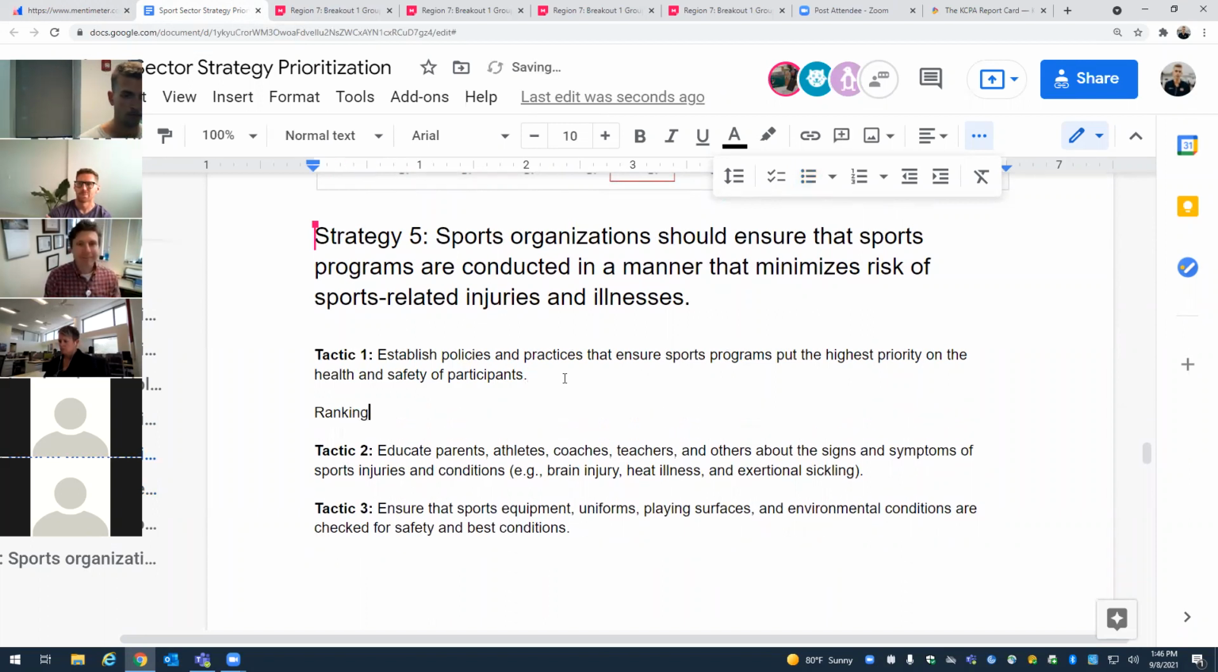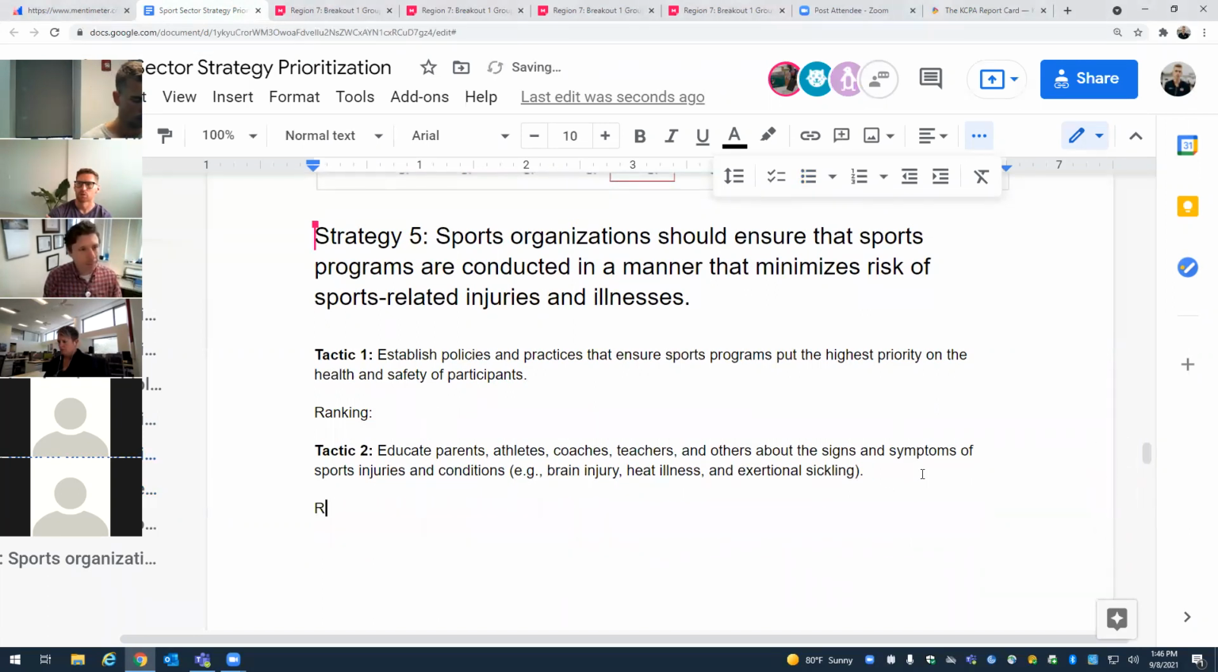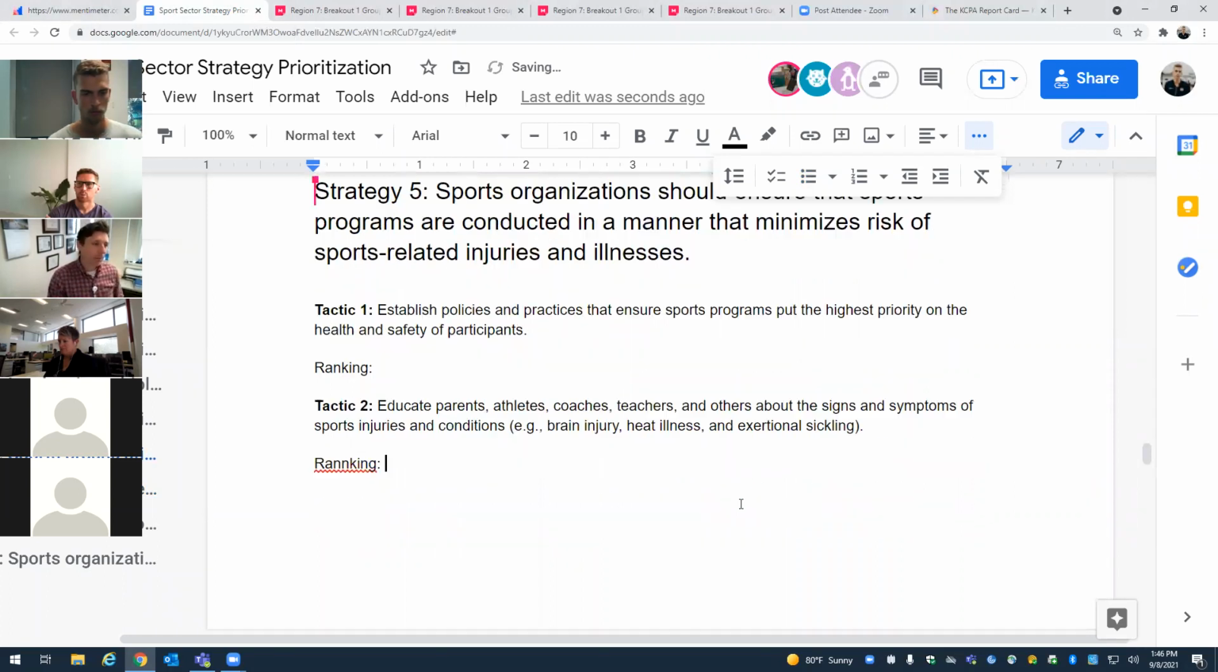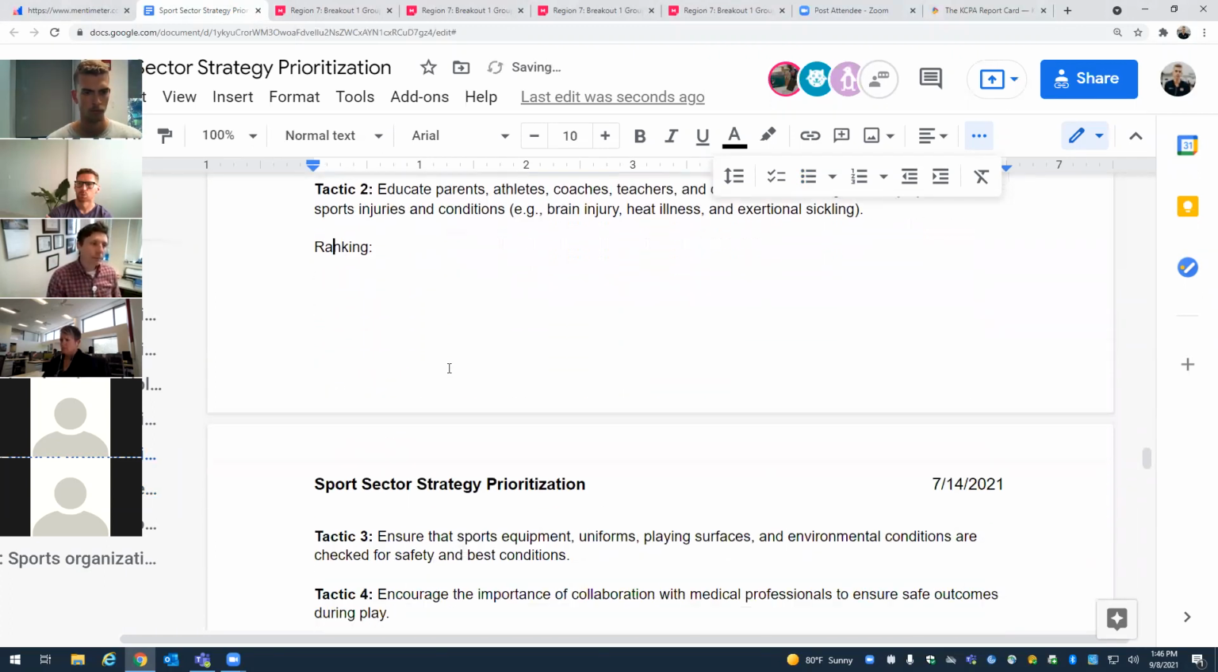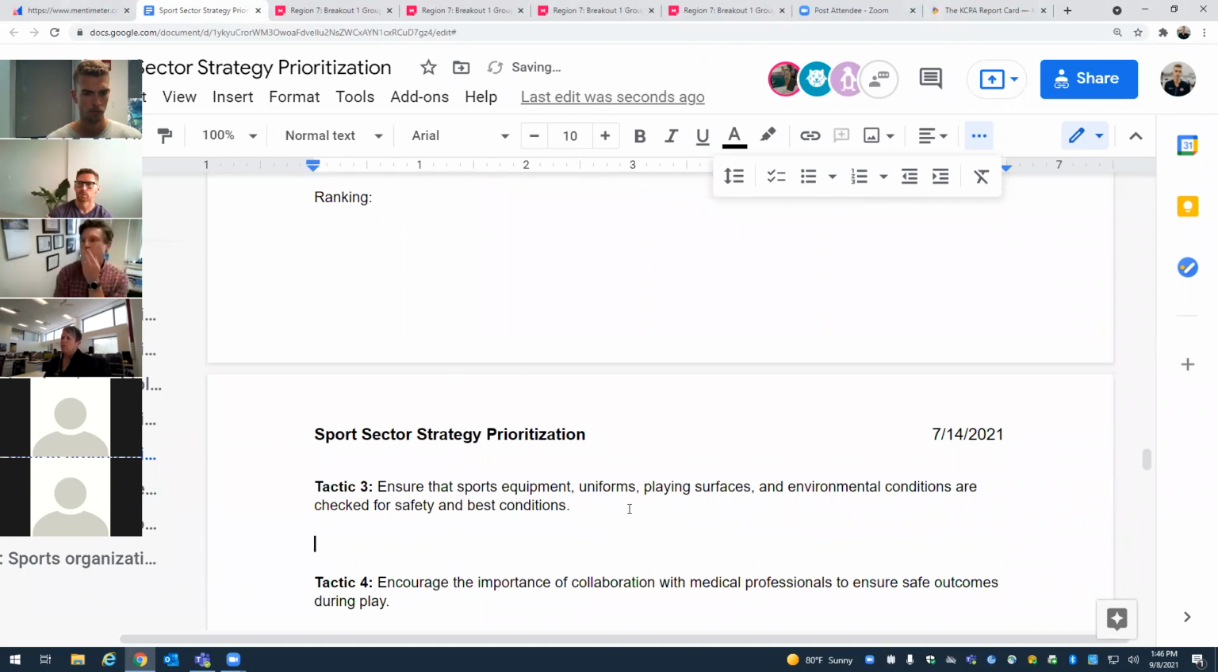This is Jay. I think tactic one goes back to that if we have a governing body or some sort of organizing or certification standard, that kind of takes care of number one. That's my thought on that.